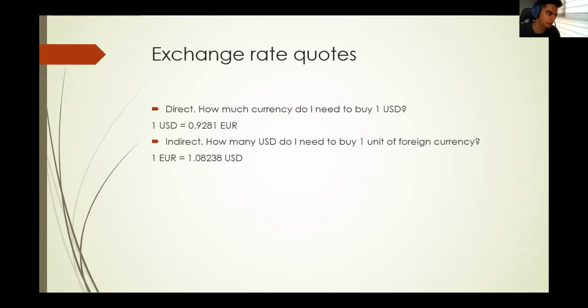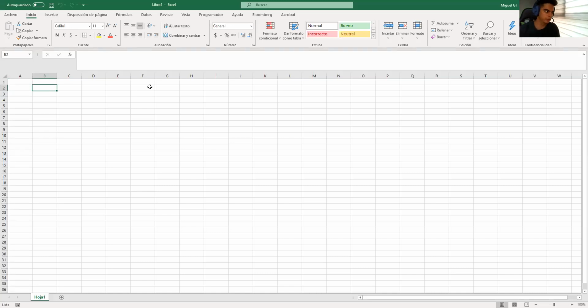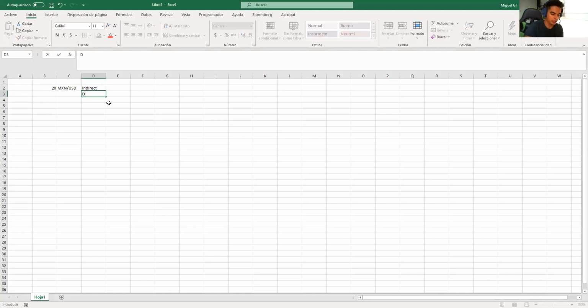Let me use an Excel really quick in here. If I have the exchange rate 20 pesos per dollar and my perspective is Mexico, this will be the indirect quote, right? Because I am asking how many local currency do I need to buy one foreign currency. So how can I, if I am asking you, can you give me the other one, the direct? The direct will be dollar per peso, okay?